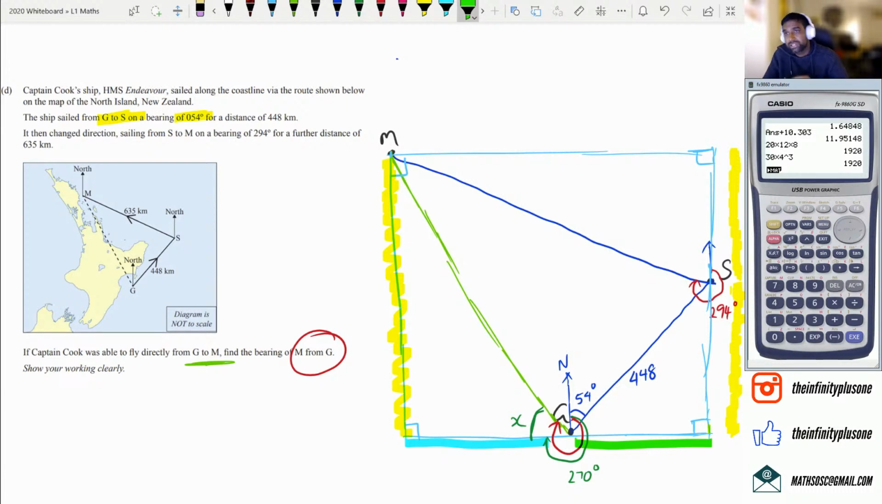Emily, the reason it's 270 is when you're starting from north, a quarter circle is 90, a half circle is 180, and then a three-quarter circle is going to be 270 degrees. Same with your Inferno.